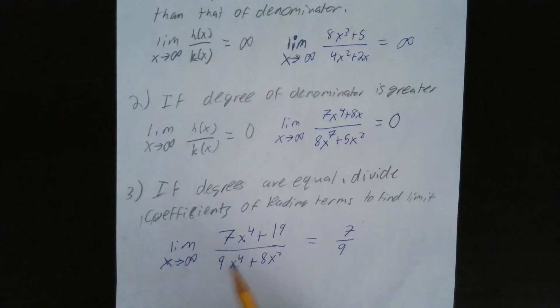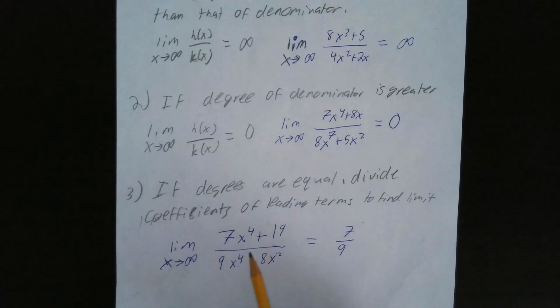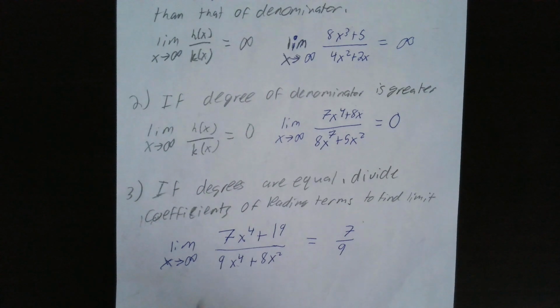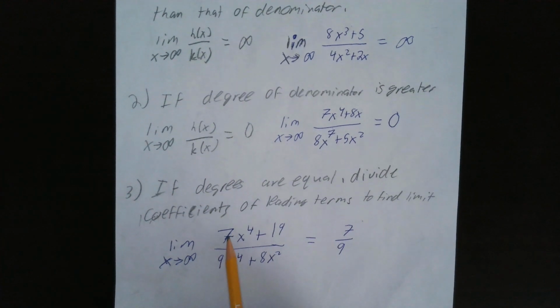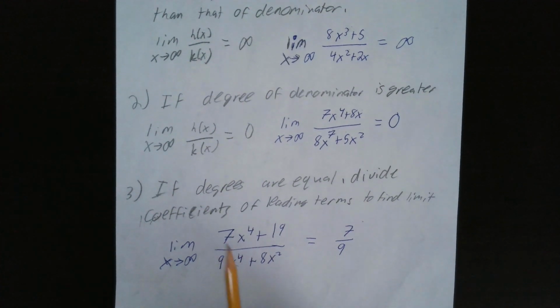Now, if the degrees are equal, you simply divide the coefficients of the leading terms. So the limit as x approaches infinity of 7x to the 4th plus 19 over 9x to the 4th plus 8x squared. Since the degree of the numerator is 4 and the degree of the denominator is also 4, you take the coefficients of the leading terms, that would be 7 and 9, and divide them. So then our limit will be 7/9.